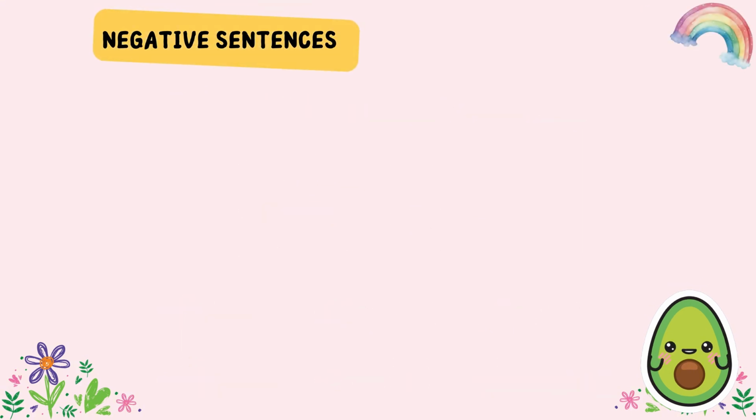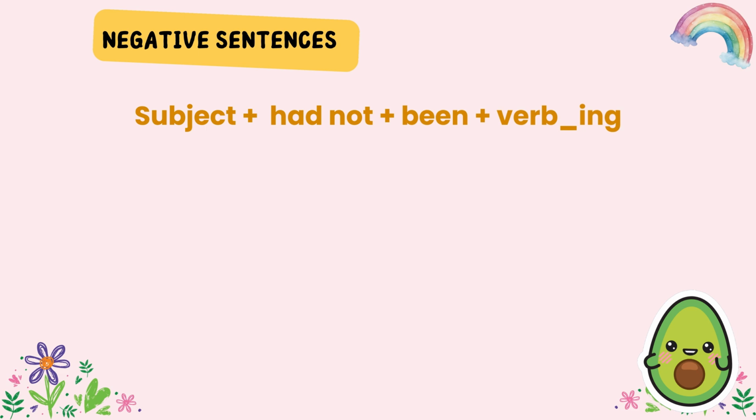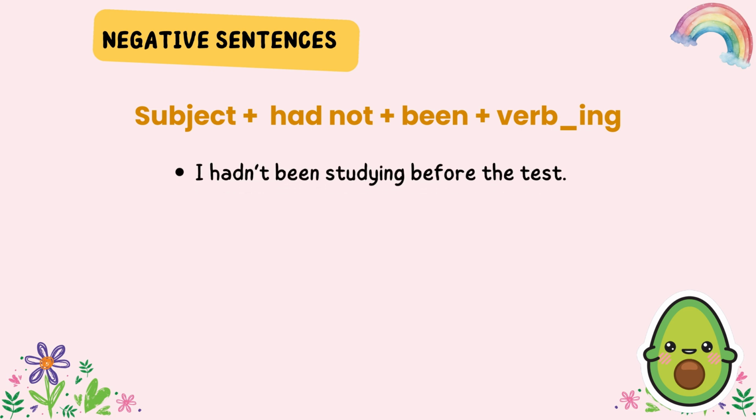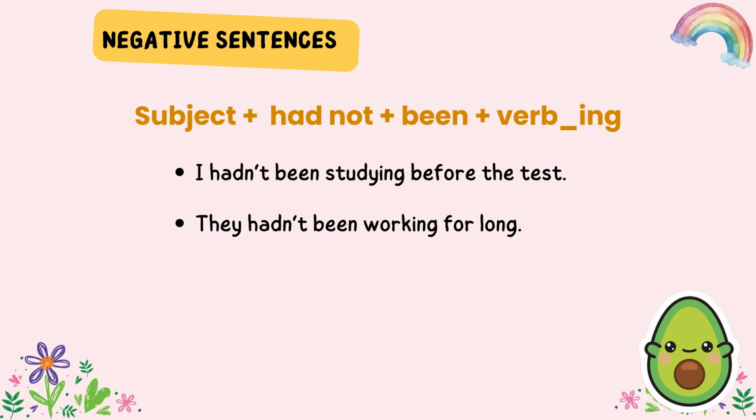Now, what if we want to say no? We just add not after had. Subject plus had not plus been plus verb-ing. Examples: I hadn't been studying before the test. They hadn't been working for long. Remember, had not is the long form and hadn't is the short form. Both are correct.